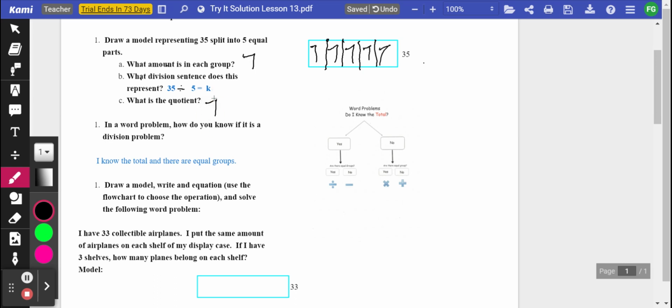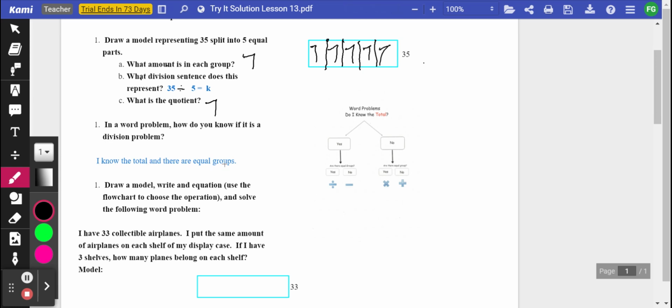Okay. In a word problem, how do you know if it's a division problem? So there is this flow chart that you were asked to copy into your notes. It tells you the first question is, do I know the total? So if you're reading a word problem, you would see if you do know the total. If it's yes, you go to the next question. That next question says, are there equal groups? If there are, yes, it would be a division problem. So that is the answer to that. I know the total and there are equal groups.